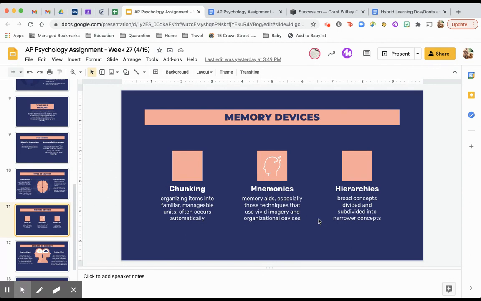Mnemonics. We've talked about mnemonics a little bit before, but they're memory aids, especially techniques that use images or organizational devices. I always think of when you learn the directions, like northeast, southwest. For me, I learned that as never eat soggy waffles. That was a thing that helped me remember that. That's a mnemonic. And you can do this for anything.